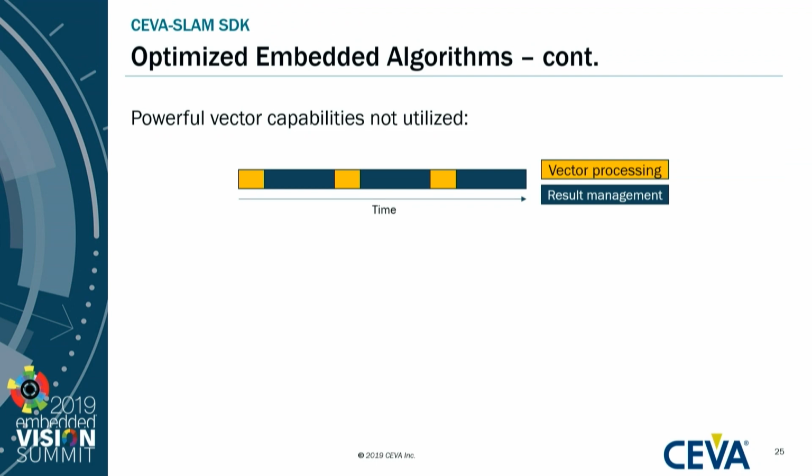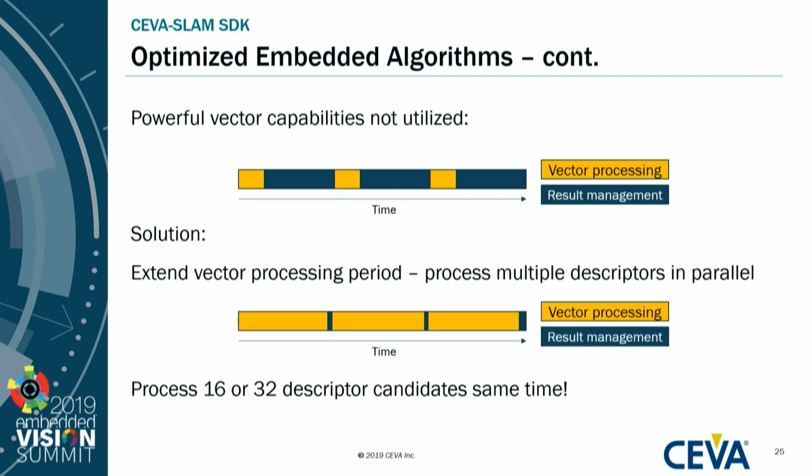The solution is to extend the vector processing time by processing multiple descriptors in parallel. We can process 16 or 32 different candidates at the same time, and this way the vector processing time is much longer and the overhead is reduced significantly.